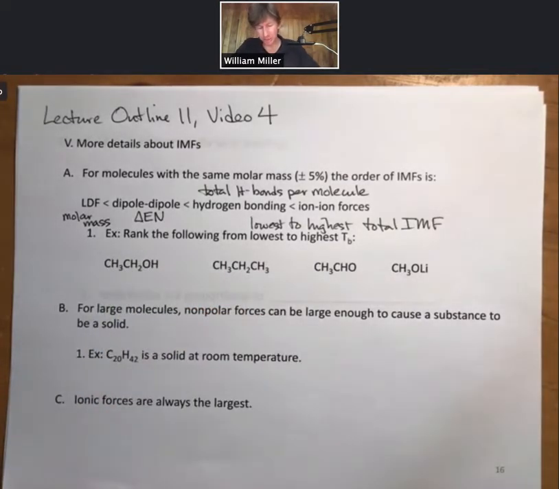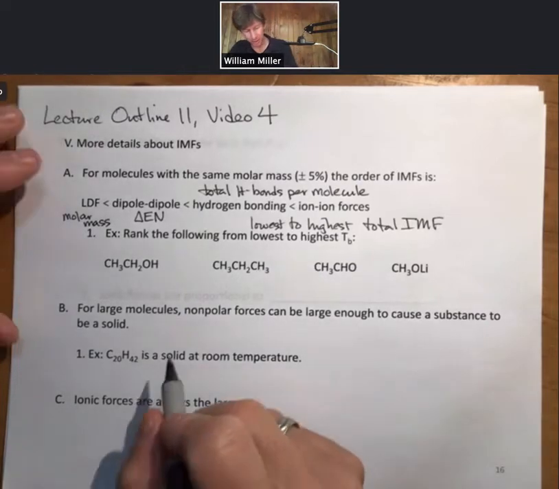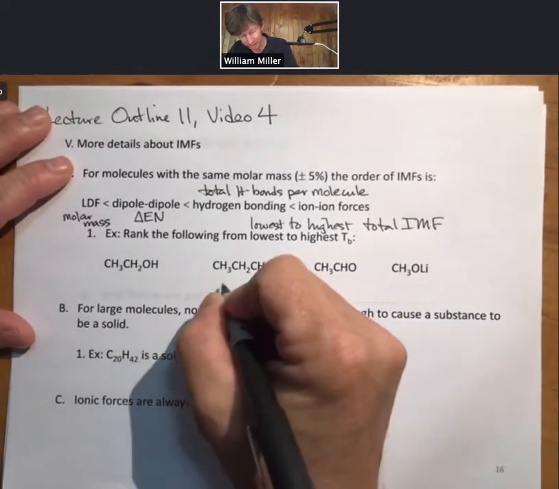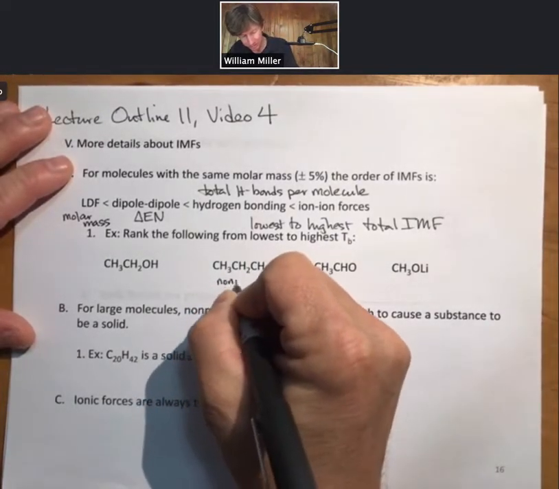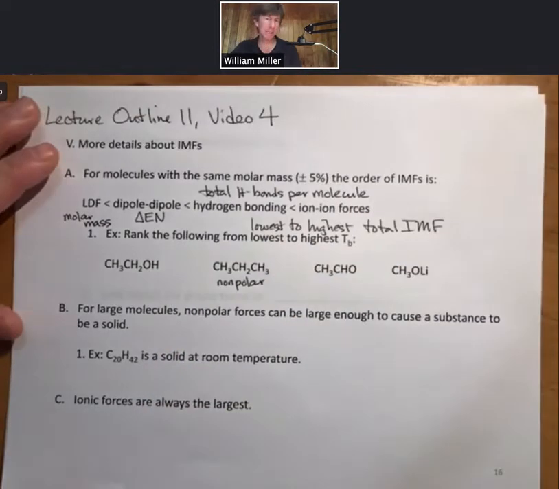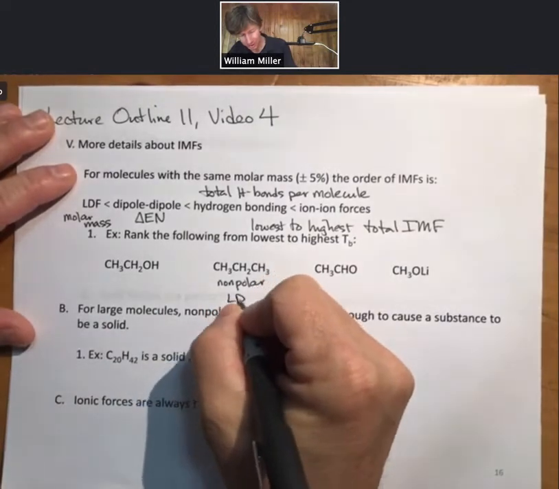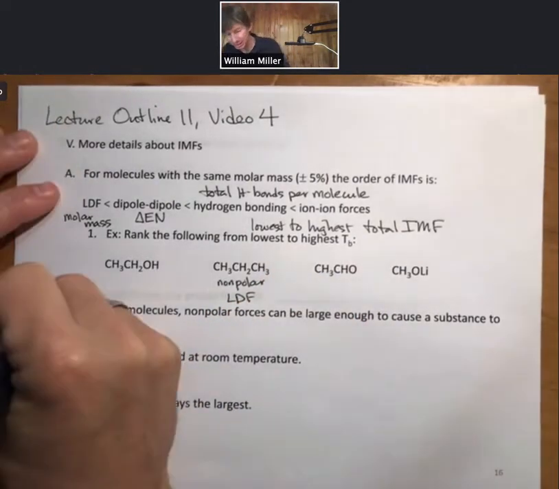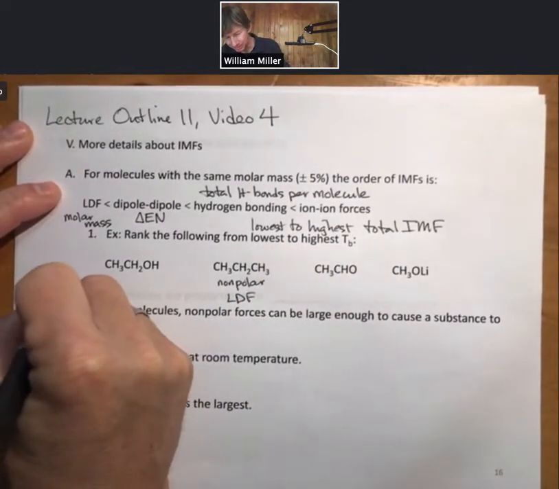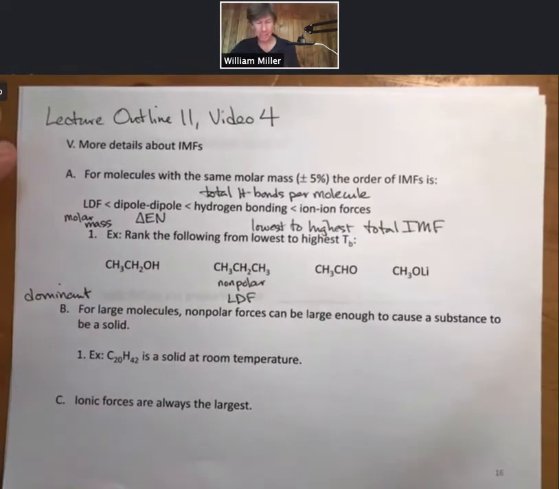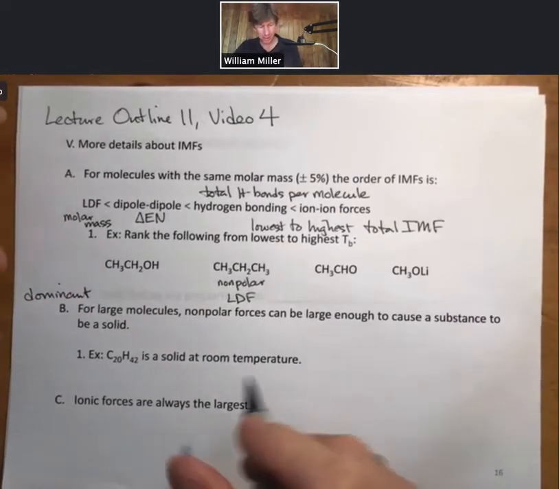But a typical problem: rank the following from lowest to highest boiling points. So our analysis goes something like this. Non-polar, for anything that contains just carbons and hydrogens, so only LDF, and LDF is its dominant or largest IMF.